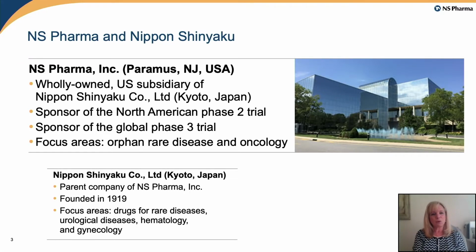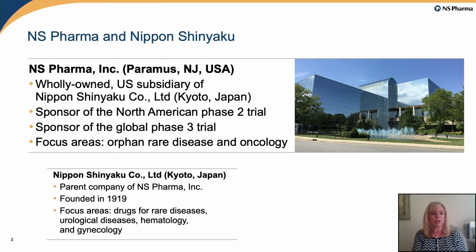For those of you who may not be familiar with NS Pharma just yet, NS Pharma is the subsidiary of Nippon Shinyaku. We are based here in the US in Paramus, New Jersey. And our main area of focus is orphan rare diseases, specifically Duchenne muscular dystrophy. And with that in mind, we were the sponsors of the North American Phase 2 trial for Viltepso, and we are the sponsors of the global Phase 3 trial for Viltepso, also known as RACER 53.